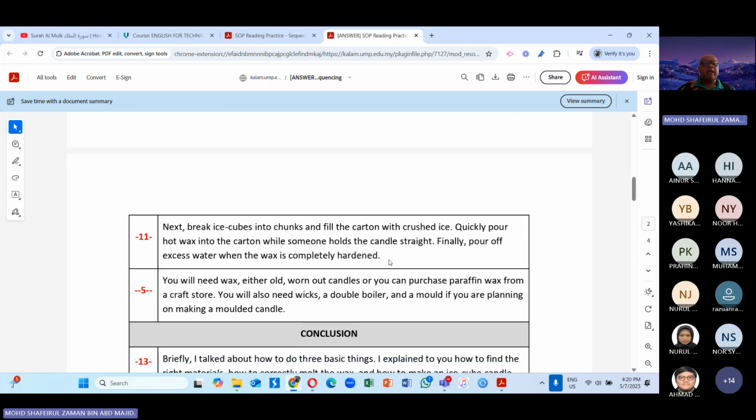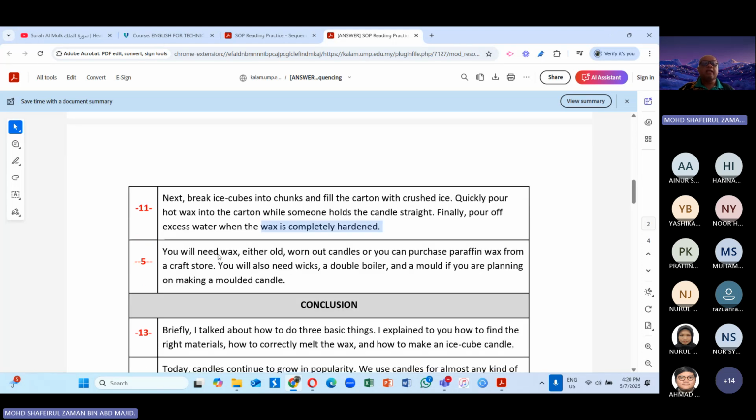Okay, all right. Then after that, you break the ice cube into chunks and fill the carton with crushed ice. Quickly pour hot wax into the carton while someone holds the candle straight. So finally, pour off excess water when the wax is completely hardened. Okay, so that is the third step. So you have put it in the mold. Then you're waiting for it to be hardened.